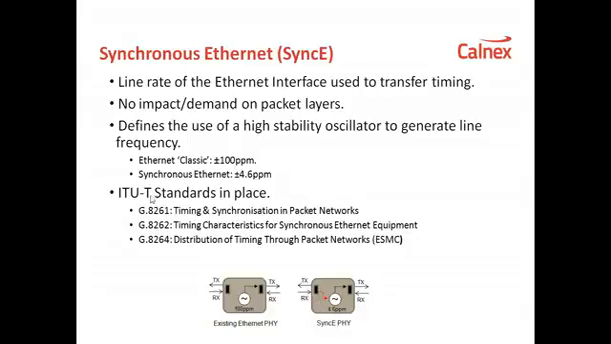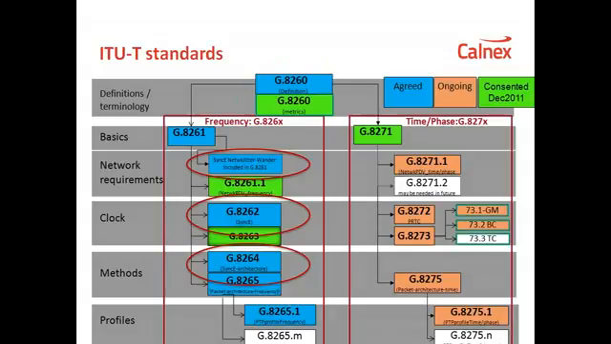The ITU-T has put in place standards to specify the deployment and performance of synchronous Ethernet. G.8261, 8262, and 8264 are the relevant standards associated and related with synchronous Ethernet. Shown here in this diagram are those standards. There are a number of standards in the ITU-T.